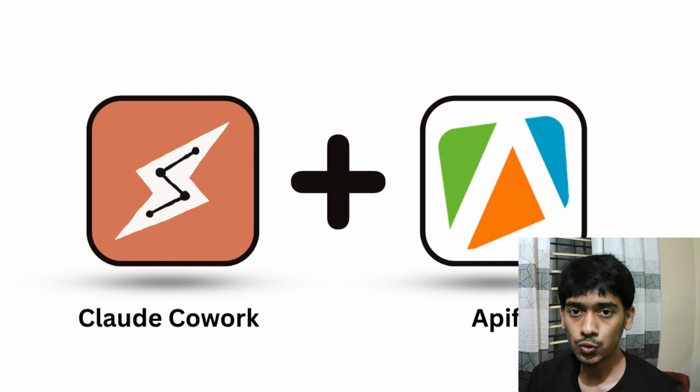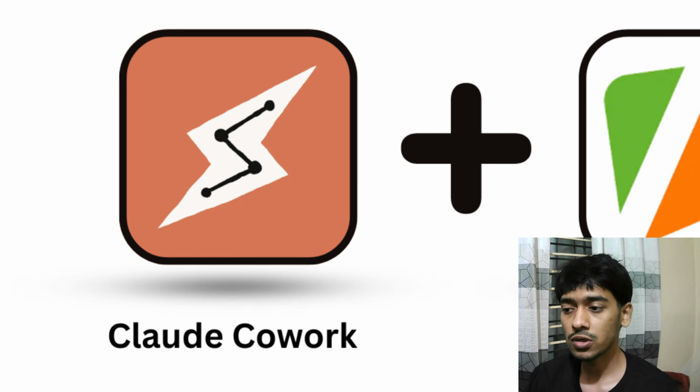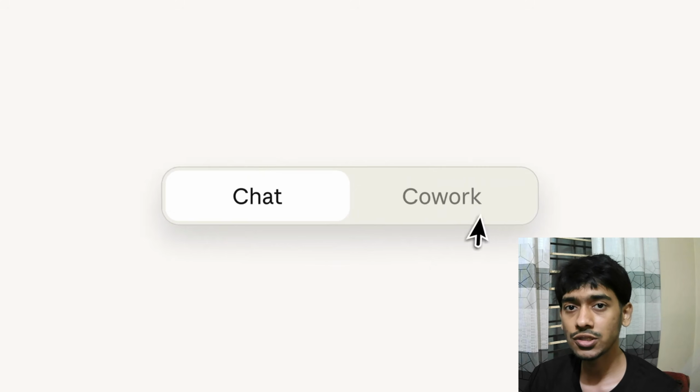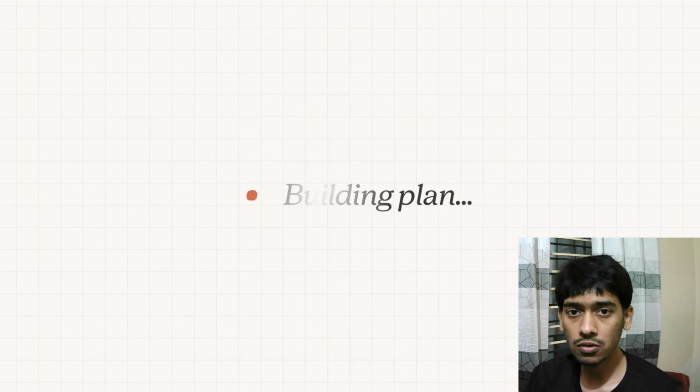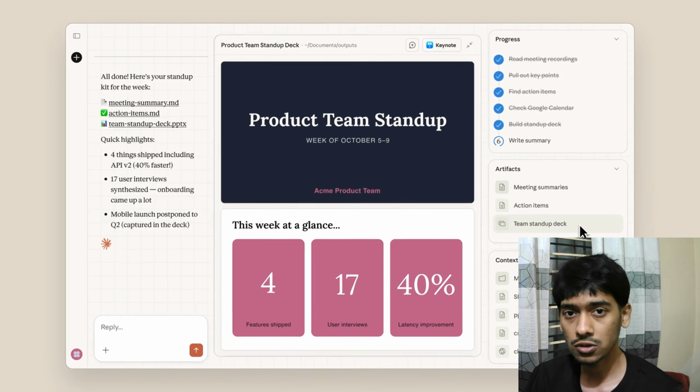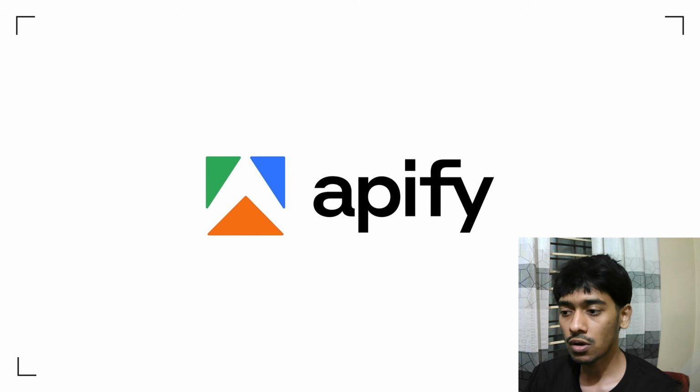First things first, we need two things to do this work. Number one is Claude Cowork. This is the AI agent from Anthropic. Think of it like a very smart assistant that can go out to the internet and do the task for you automatically. The second tool is called Apify.